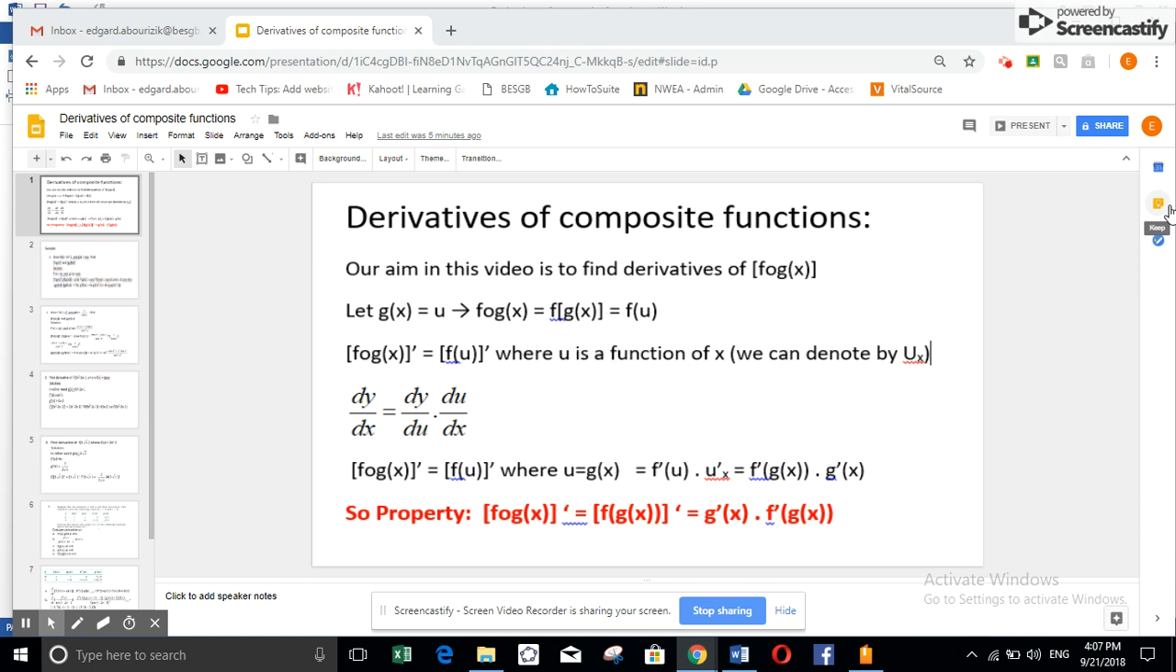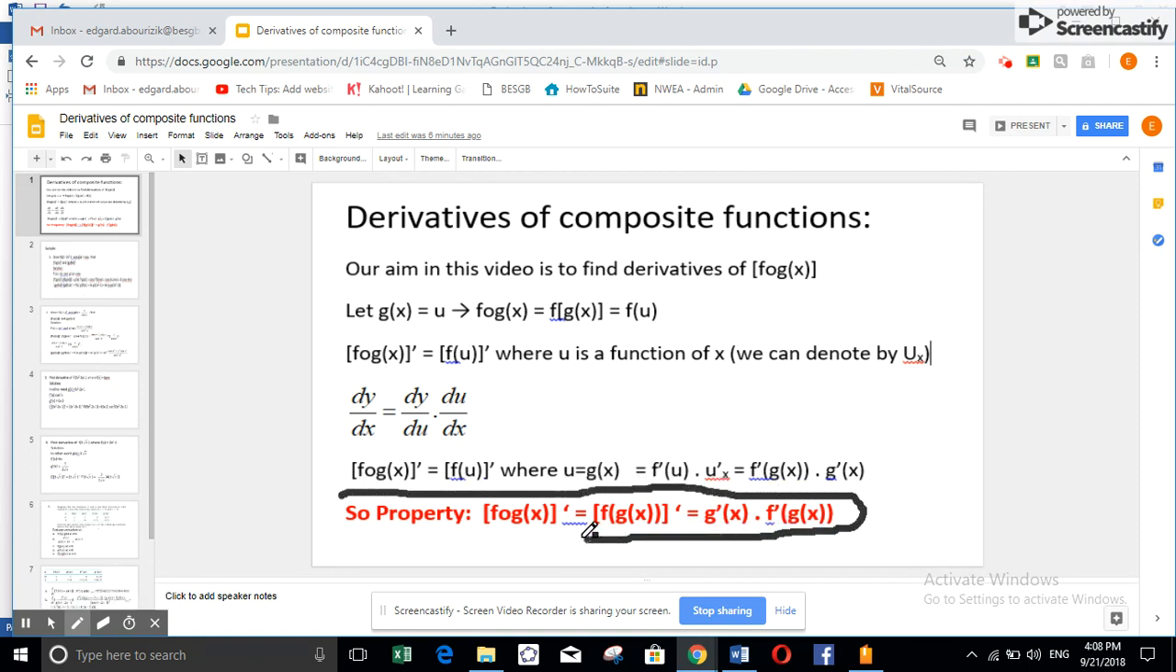Hi, grade 12 students. Our study today is to find the derivative of composite function. What concerns us at the end is this formula written here at the end. This is what concerns us. This is what we need to memorize. But I want to prove how we got that property.